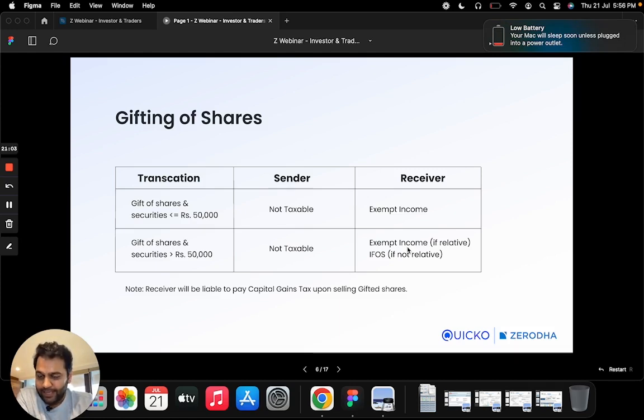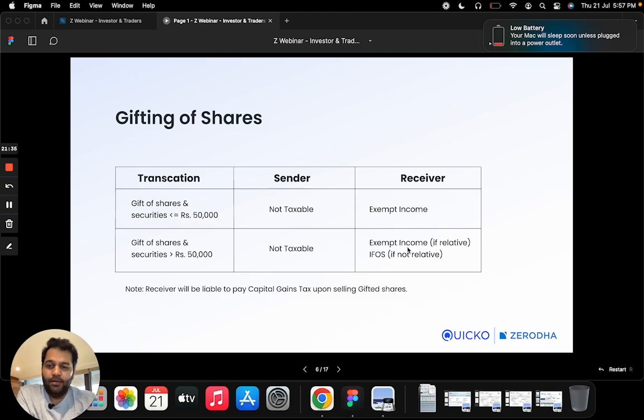Now, how will you be taxed? Essentially, you will be taxed under the capital gains head, and your cost of acquisition would be the original purchase price, right? So whenever your parents purchased those shares would essentially be the cost of acquisition, and the sales proceeds would be calculated depending on the day you sell those shares on the exchanges in the market, right?